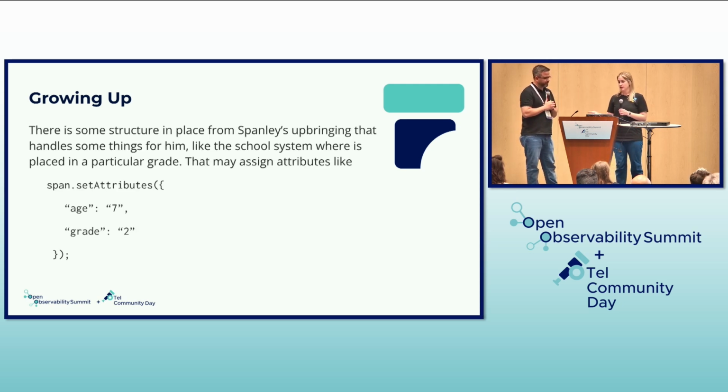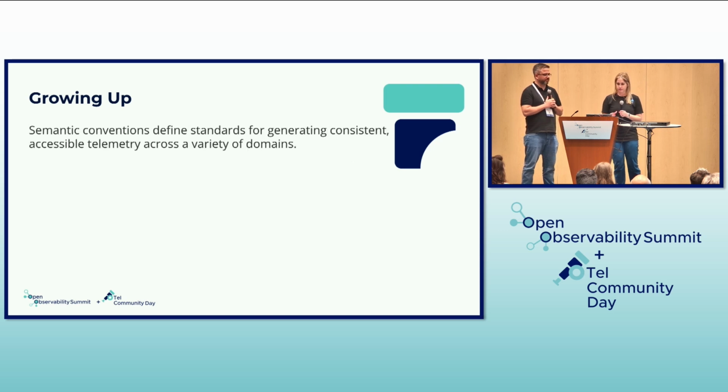And for Spanly's upbringing, there's some structure in place already. Like he goes to school. The school system puts him in a particular grade, gives him an age 7, grade 2. They automatically assign those attributes to him, which gives him that structure as he's going through.